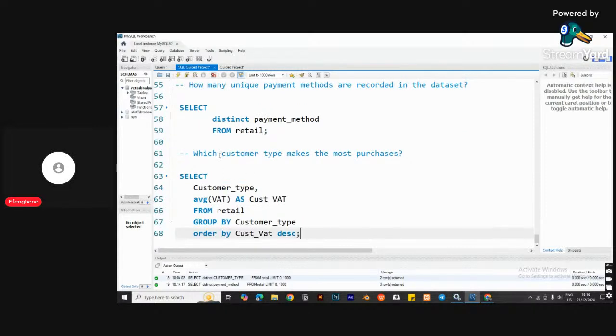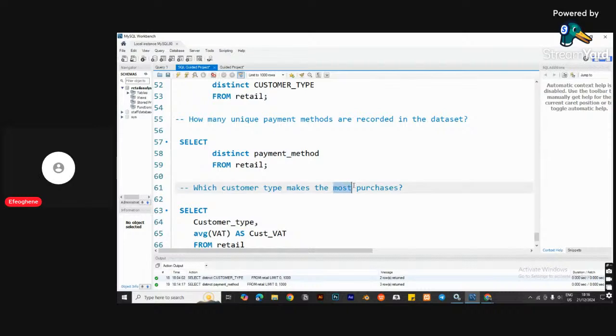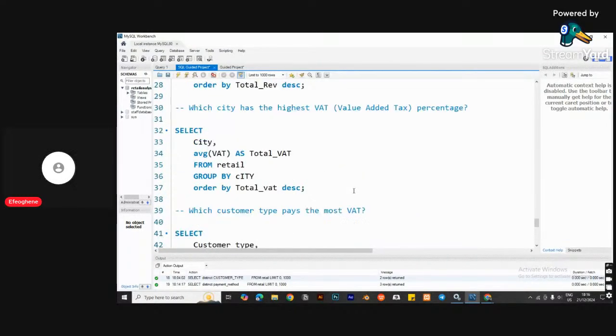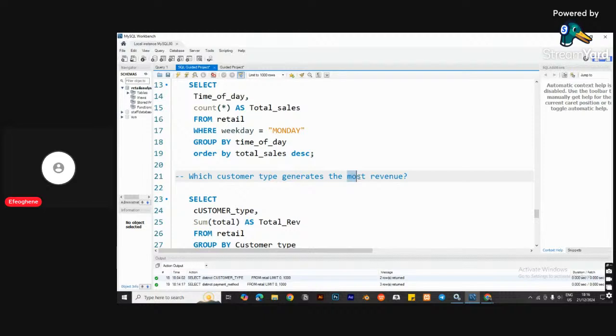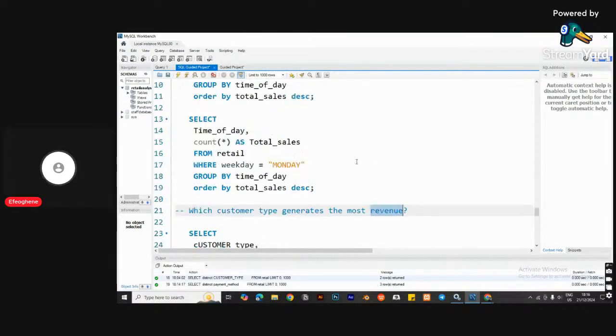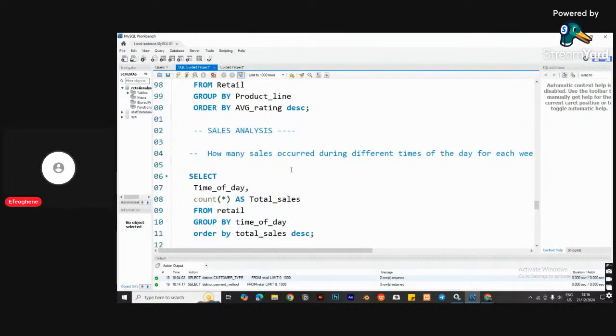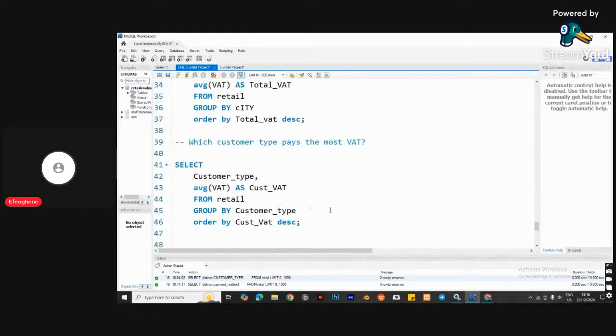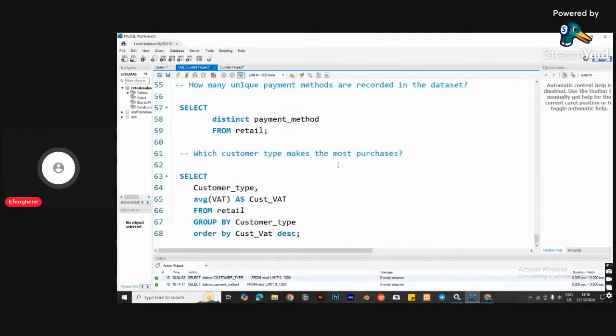Look at the question critically. Which customer type? We're referring to the customer type that makes the most purchases. What do you think that would suggest? You've seen things like generates the most. This one suggests sum, generates the most revenue. So you should know what the qualifier is. I think there's one that mentioned the highest. So which customer type makes the most purchases?